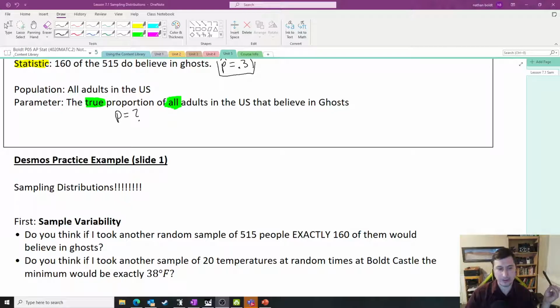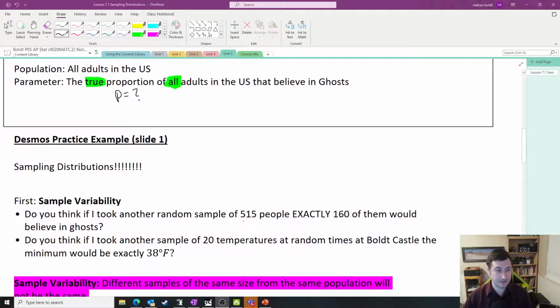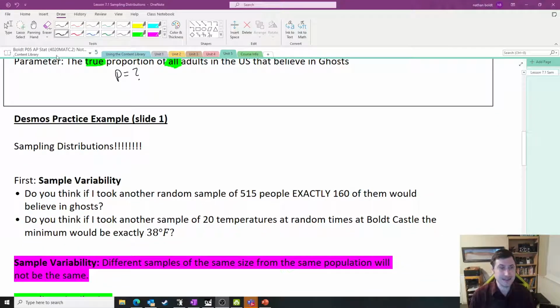There we go. All right, so next, sampling distribution. What the heck is a sampling distribution? Well, that first comes from this idea of sample variability. Okay, we've talked about this a little bit, but let's remind ourselves. What the heck is sample variability? It's just the idea that all samples are not the same.